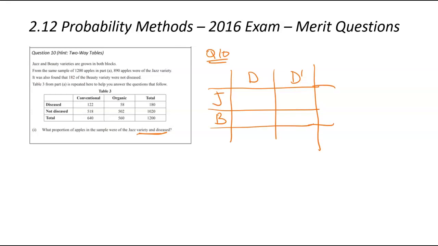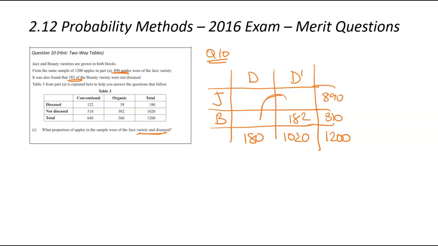And then we'll just add on a bit more. We know our grand total is the same, so that's going to be 1,200 apples. And we know 180 are diseased and 1,020 are not diseased. This is when we're going to go back to our numbers. They told us that 890 apples were jazz apples, so there's 890, which means there were 310 beauty apples. And finally, 182 beauty apples were not diseased. So beauty and not diseased, that number there is going to be 182.